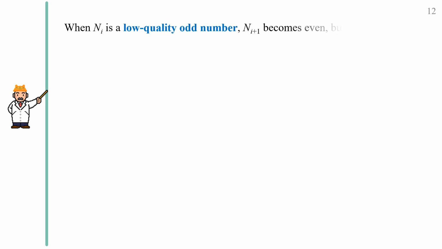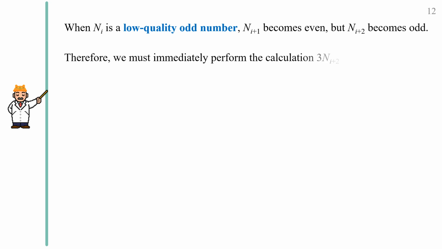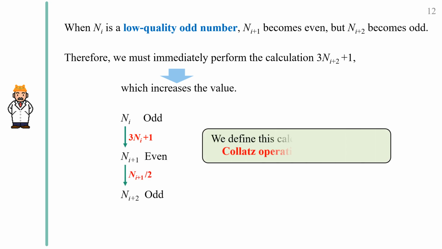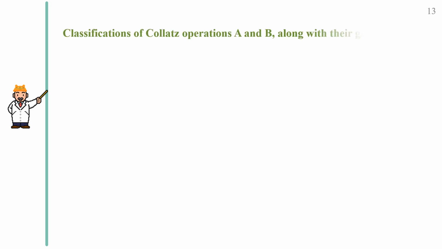When n_i is a low-quality odd number, n_{i+1} becomes even, but n_{i+2} becomes odd. Therefore, we must immediately perform the calculation 3 times n_{i+2} plus 1, which increases the value. The calculation from n_i to n_{i+2} can be written as follows. I define this calculation process as Collatz operation B. The classifications of Collatz operations A and B described above, along with their general forms, are shown in the following table.